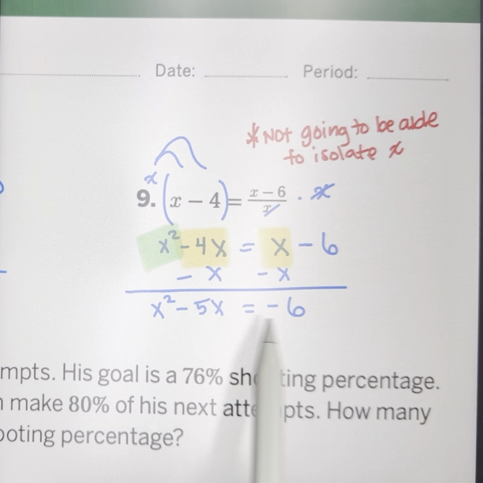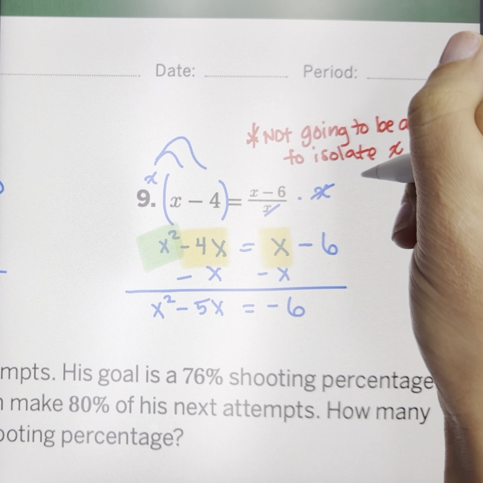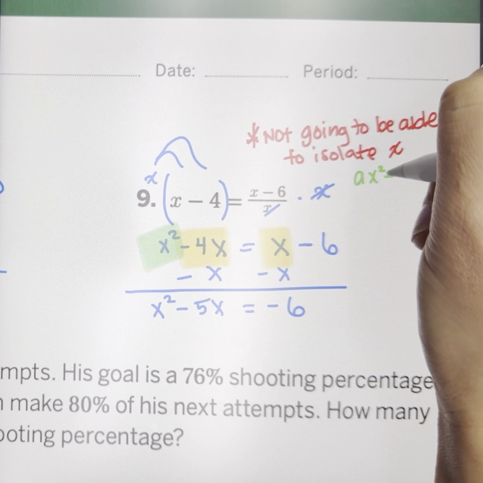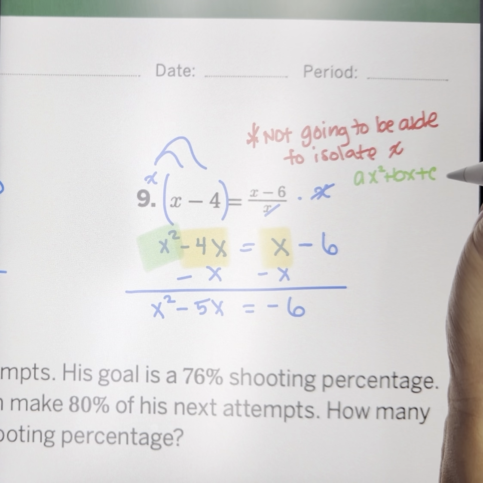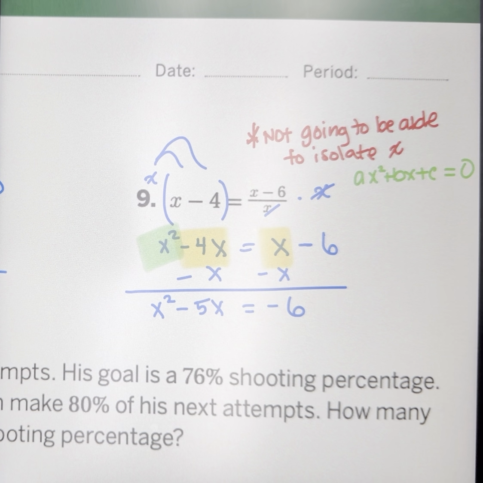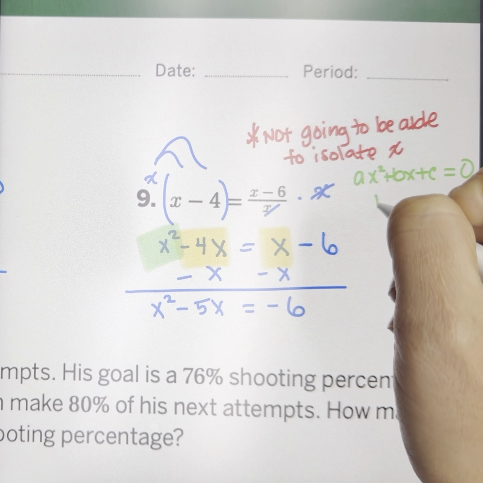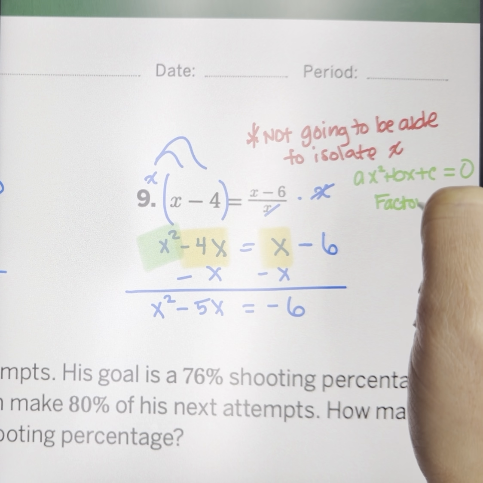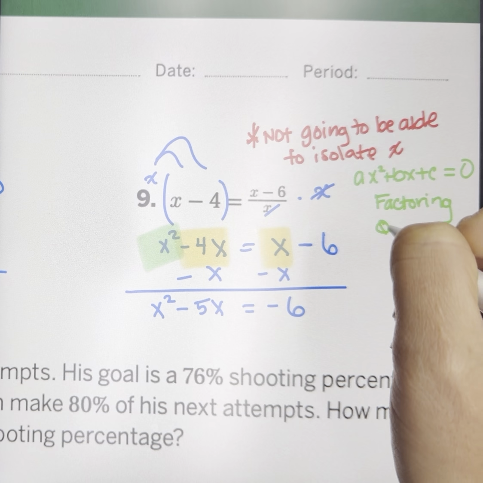And then I hope at this point, this rings the alarm of, oh, whenever I have ax squared plus bx plus c, I want it to equal 0, and then I'm going to solve it by either factoring or quadratic formula.